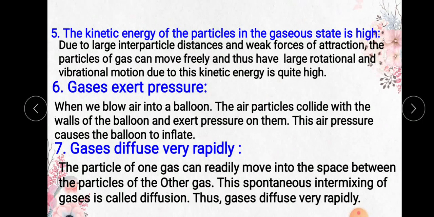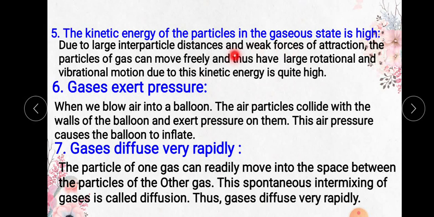See here, due to large interparticle distances and weak force of attraction, the particles of gas can move freely, and thus have large rotational and vibrational motion, so the kinetic energy is quite high. Means the gaseous particles can possess more kinetic energy compared to solids and liquids.